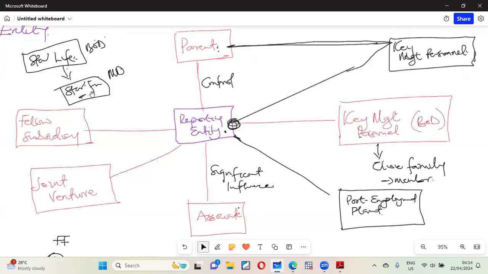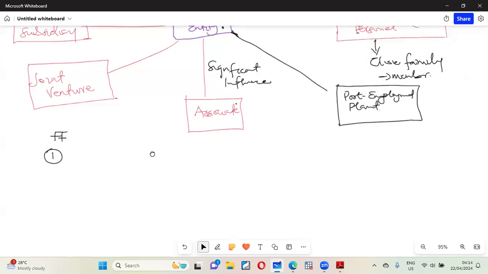But the key is that the director has significant influence. He's doing something. That is why I call this one a managing director, since he's managing the company. If he is the one managing the company and he's also here, then it means that it's a related party. But just because they share a director doesn't mean they are related party transactions. The director must be doing something.